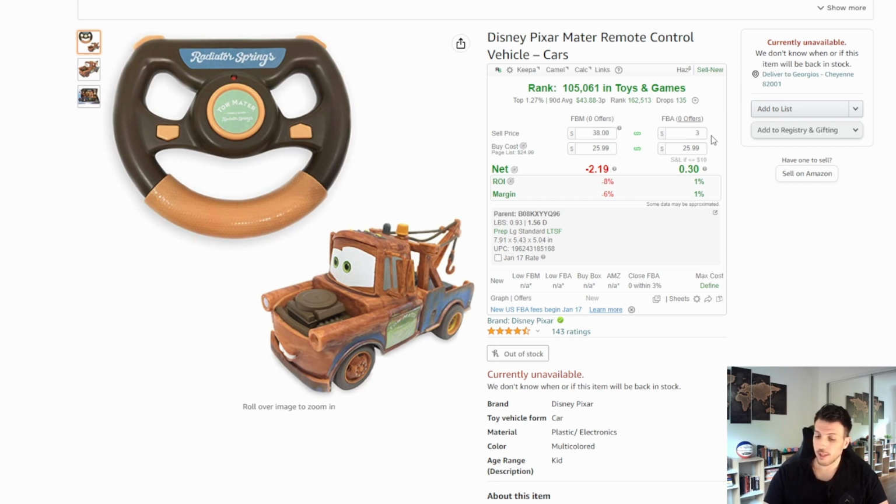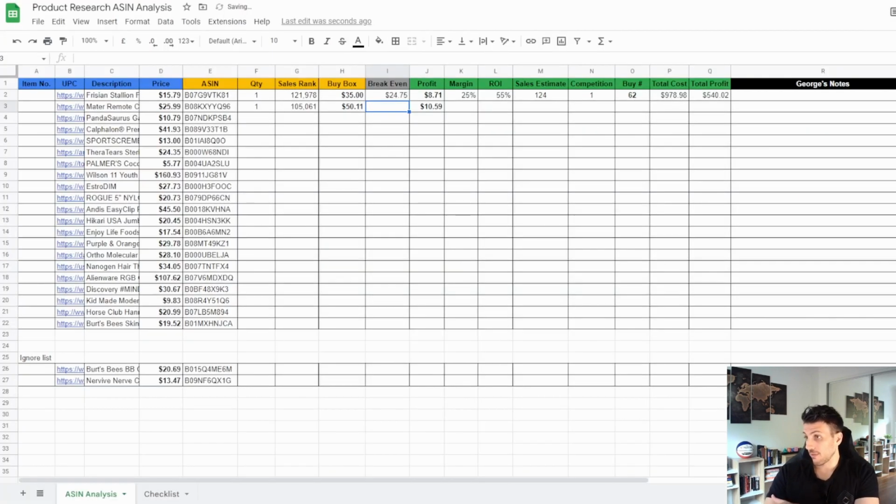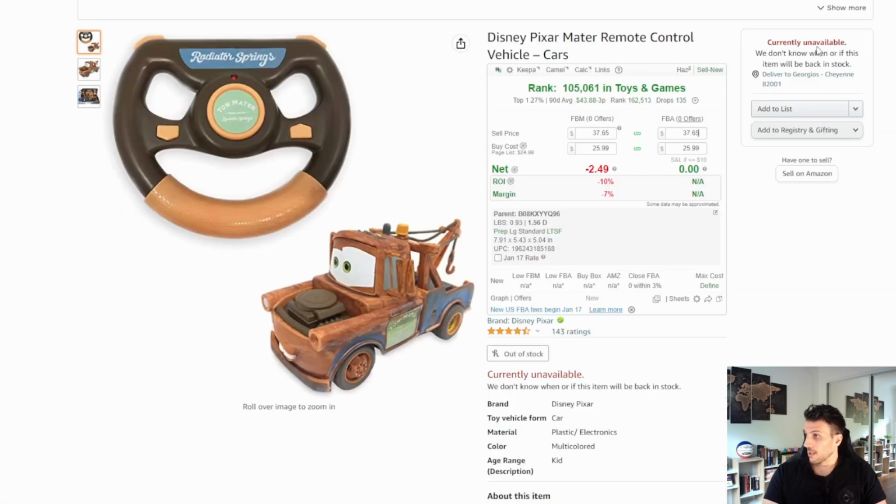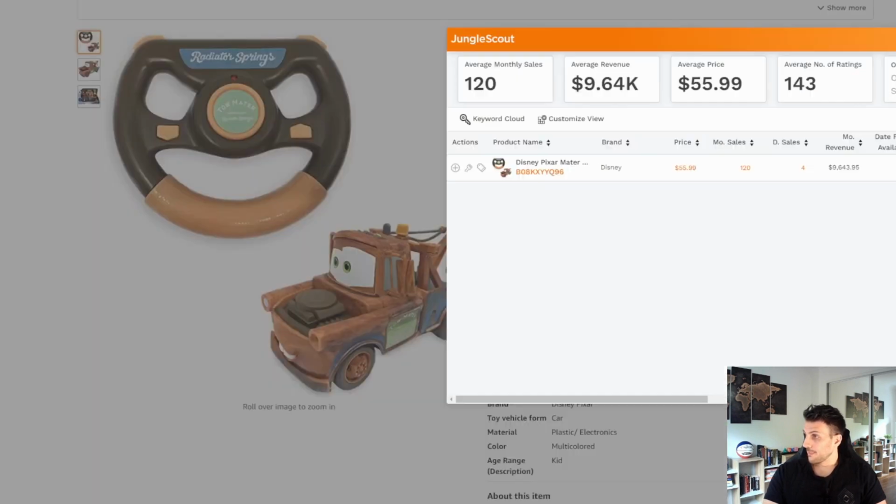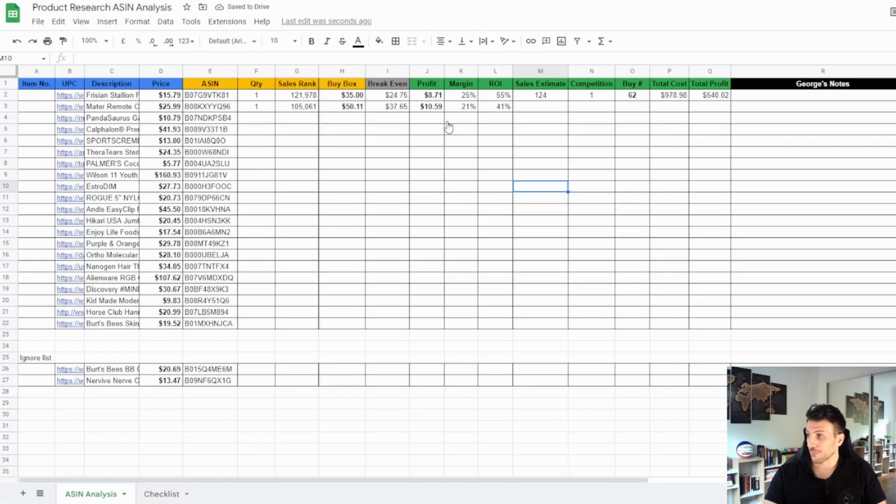It's 37.67. How's that for an estimate? No, 37.65. So our break even is $37.65. So I'm just going to type in $30.65. Now I'm just going to copy the margin and the ROI from over here, instantly calculate that. Okay. Let's go ahead and get the sales estimate. 120 units a month. Okay.